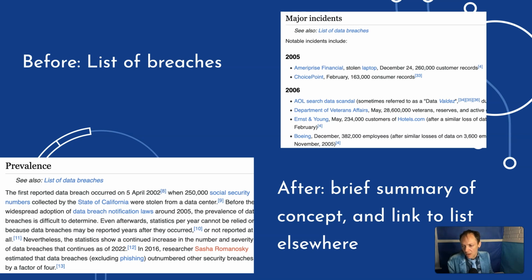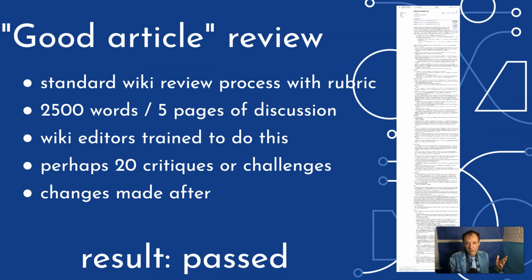The editor who took this on submitted their proposed edits to Wikipedians. They reviewed them, they accepted them. After that, they escalated the review to seek something called a good article review process. This is a standard review process in Wikipedia. There's a rubric for it. It took about the equivalent of 5 pages of discussion to get through this, a lot of back and forth. And the result was it passed good article review. This is now designated as a good article. So it was in poor shape before. It's in great shape now after this process.